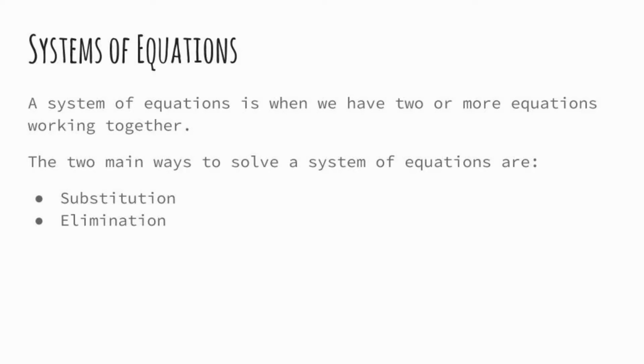A system of equations is when you use two or more equations to solve for more than one variable. The general rule is that you need the same number of equations as you have unknown variables. So if you have two variables, you need two equations to solve both variables. Systems of equations can be used in calculus to solve differential equations. The two main ways to solve a system of equations are substitution and elimination.